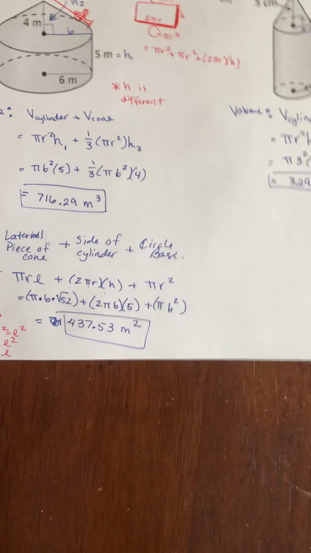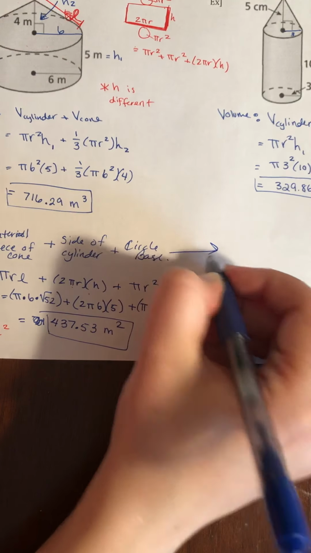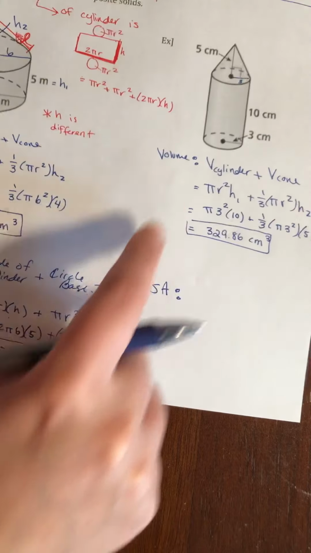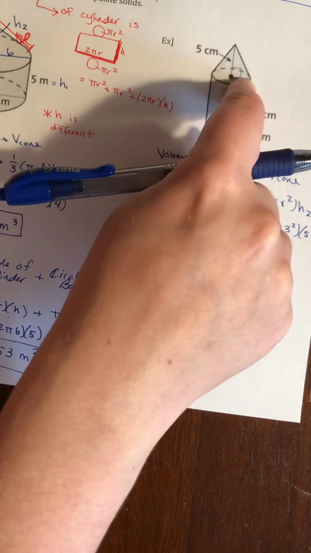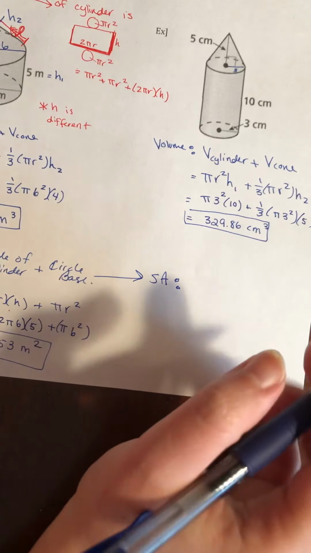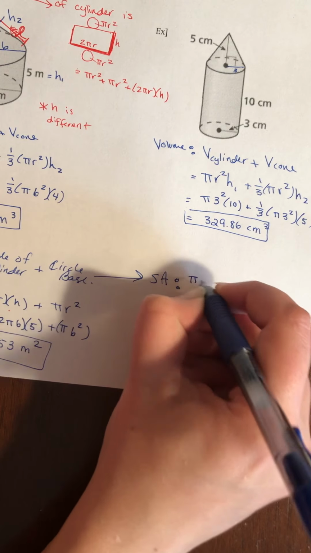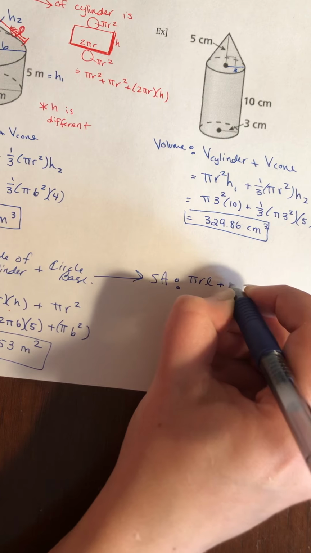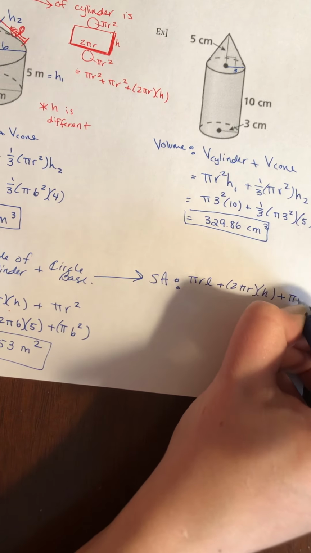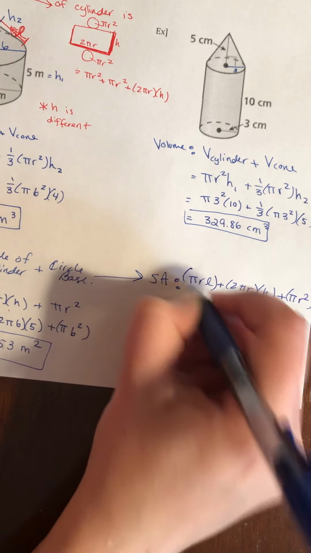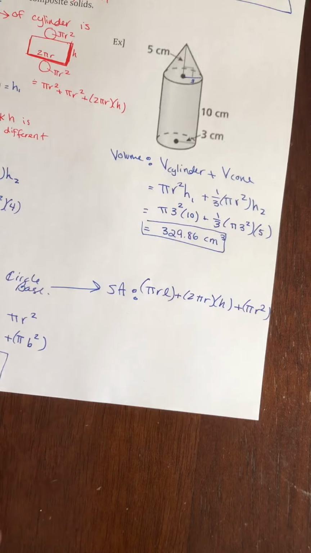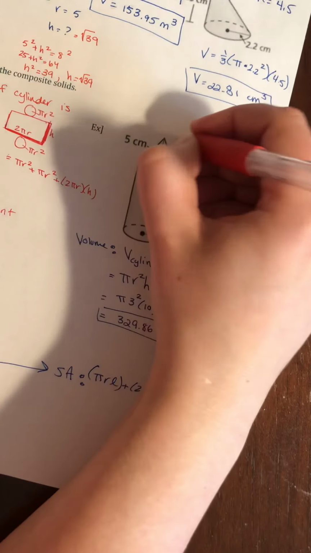Now keep in mind, this is the same thing. It's the lateral piece, just like the pointy part, the side of the cylinder, and the base circle. That's the surface area. That's all that would be on the outside. So pi RL plus 2 pi r times the height plus the base is pi r squared. So again, pi RL, what is L?